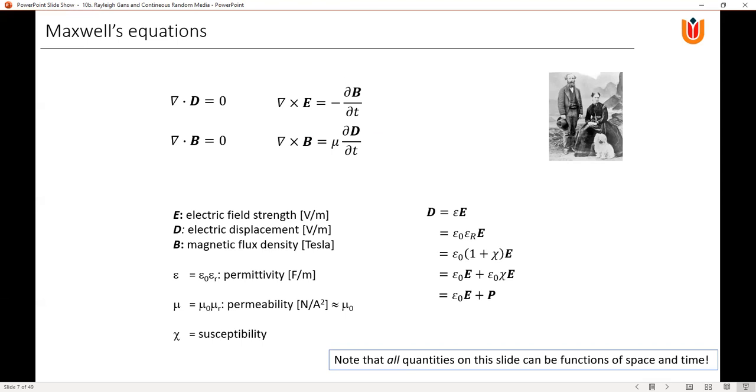You can write this displacement as a function of basically the vacuum response, so epsilon 0 times the electric field strength plus the polarization density. All these quantities are functions of space and time. They're all complex, they have amplitudes and phase. So even though it already looks complicated here, in fact it is even more of a hassle to try to solve it.